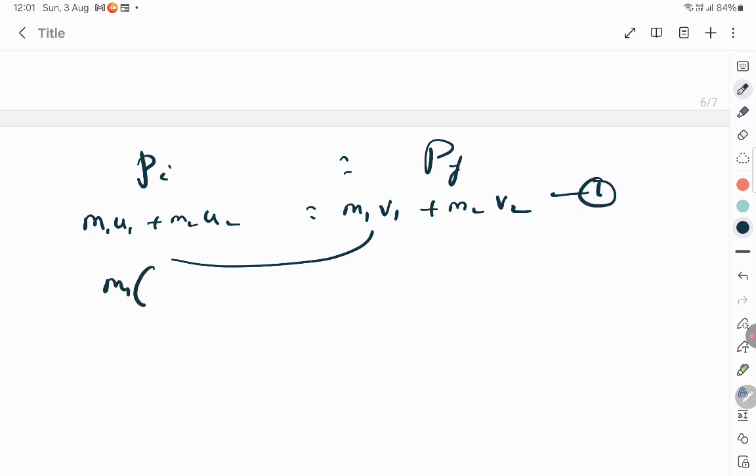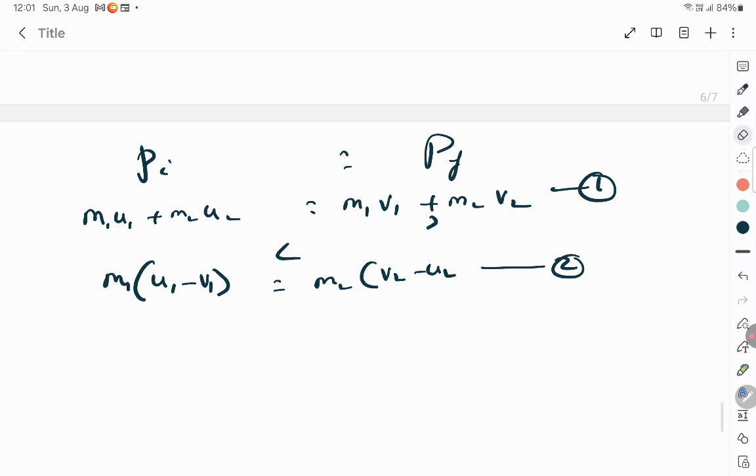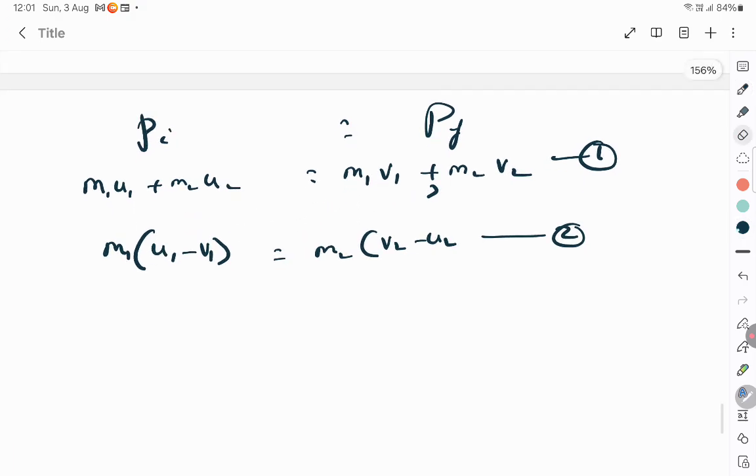m1 into (u1 minus v1) is equal to m2 into (v2 minus u2). Write this as my second equation. You understood what I have done? Okay, so let's go to the next.